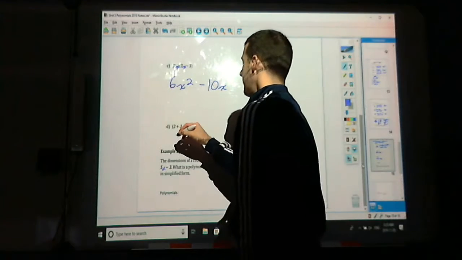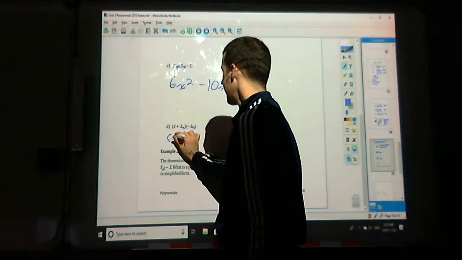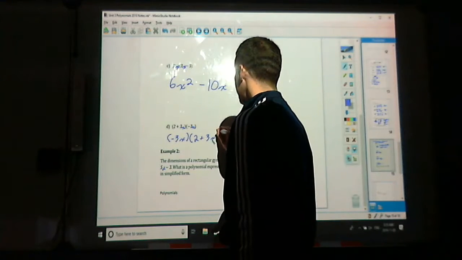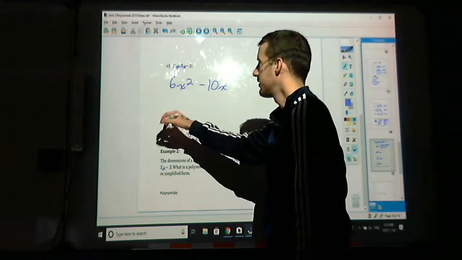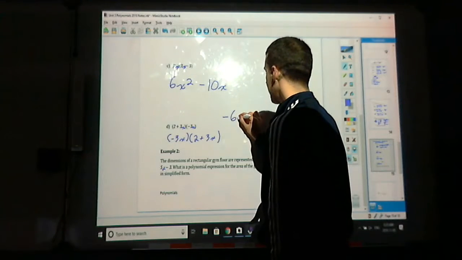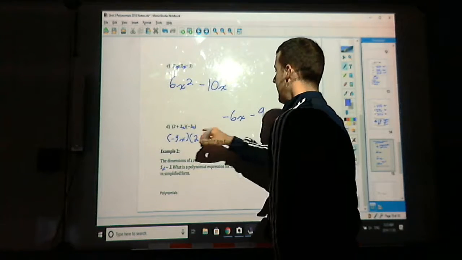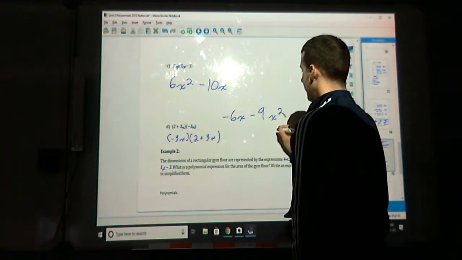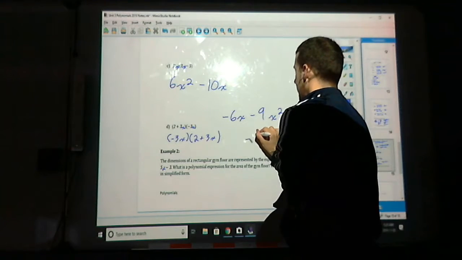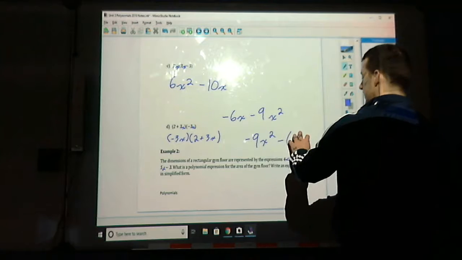And lastly, same idea, we've just flipped the brackets. If you want to, you can rewrite this as negative 3x times 2 plus 3x. That's not a problem. If you don't mind, just distributive property: negative 3x times 2 is negative 6x. And then negative 3 times 3 is negative 9. X times x is x squared. Best math would be to rearrange this, flip these terms, so you end up with negative 9x squared minus 6x, because you go from highest degree to lowest degree.